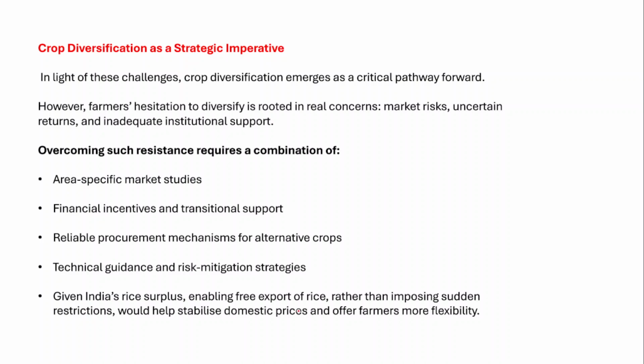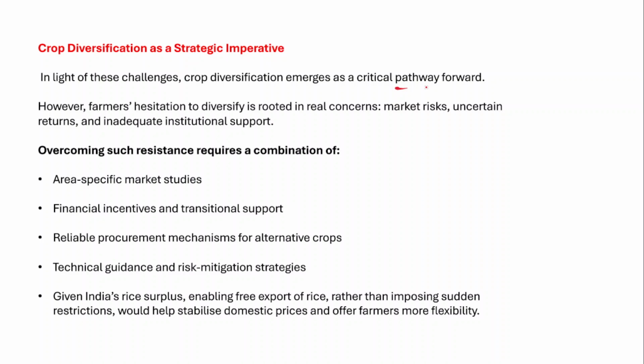We cannot afford monocropping, and we cannot depend on a few crops either. Now, in light of these challenges, crop diversification emerges as a critical pathway forward. Crop diversification generally involves cultivation of different and multiple crops across the field. So that will be helpful for soil fertility, and it will also increase crop productivity as well.